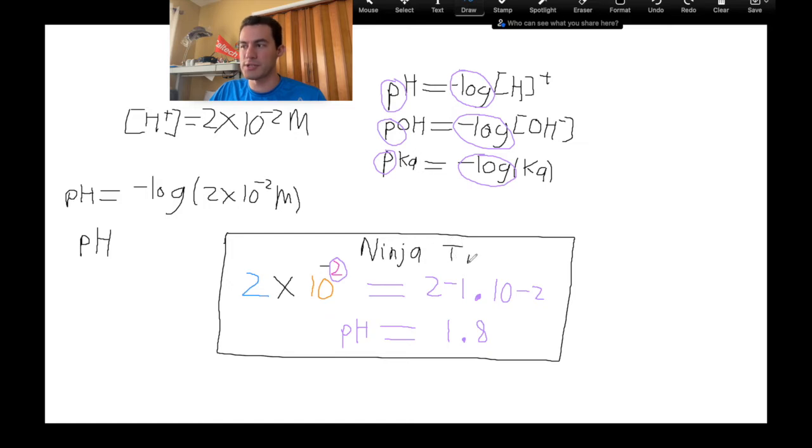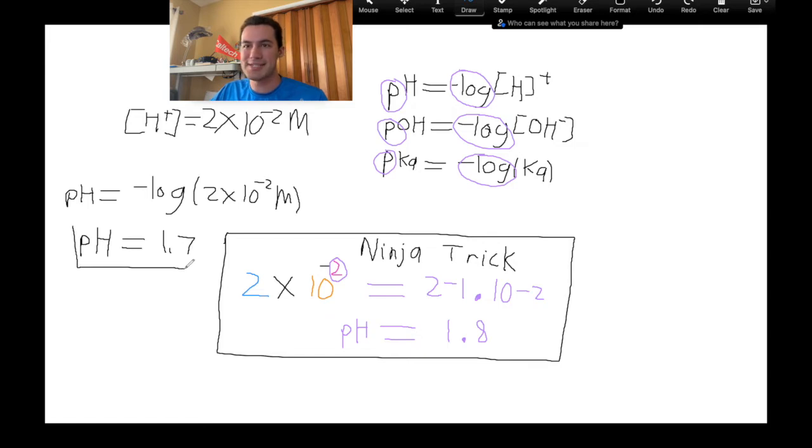Very good trick for you to know in case you don't have access to a calculator. And even if you forget your calculator on your exam day for chem, you'll still have this trick as a backup when trying to figure out negative logs. However, for the answer, I'm just going to put pH is equal to 1.7.